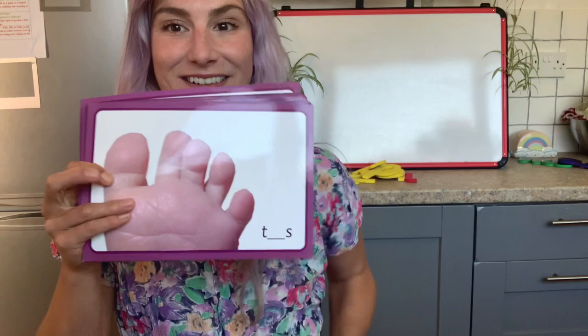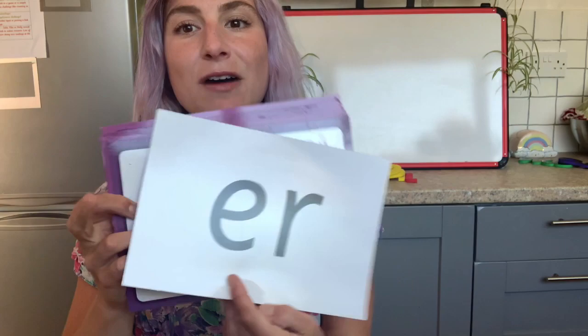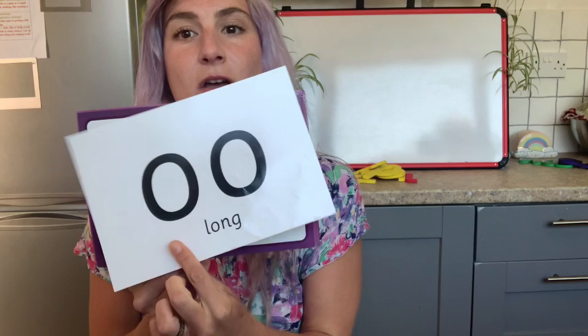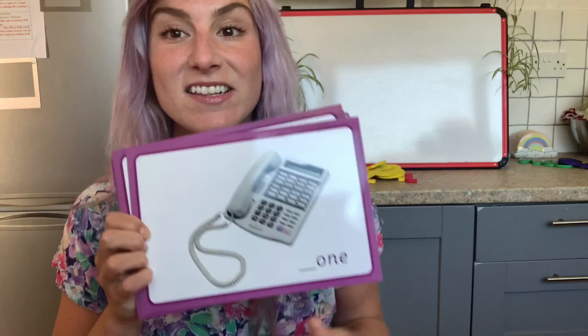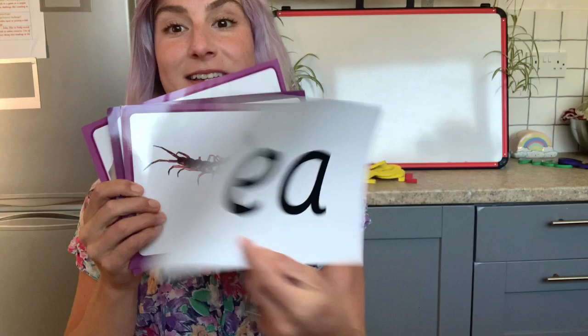Next we have some toes and the sound is o. A car, vroom, and the sound is ah. A hammer and the sound is uh. It's the moon, the sound is oo. It's an ear, the sound is ear. It's a phone and it is the PH phoneme. It's a wheel, the sound is wh. It's a seal, the sound is e.